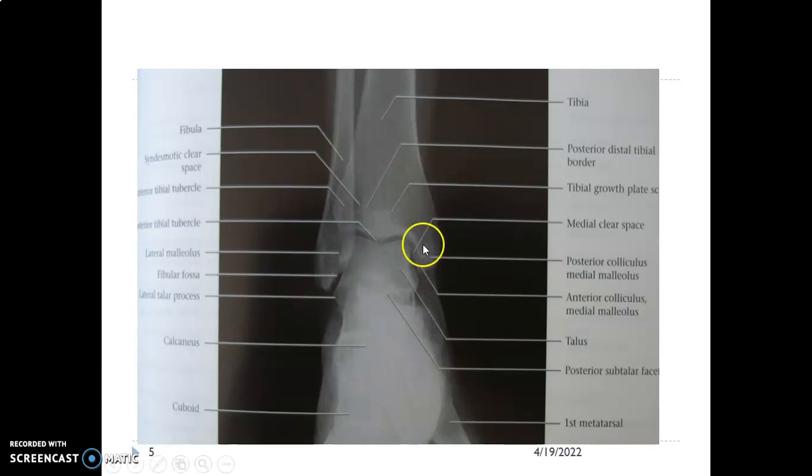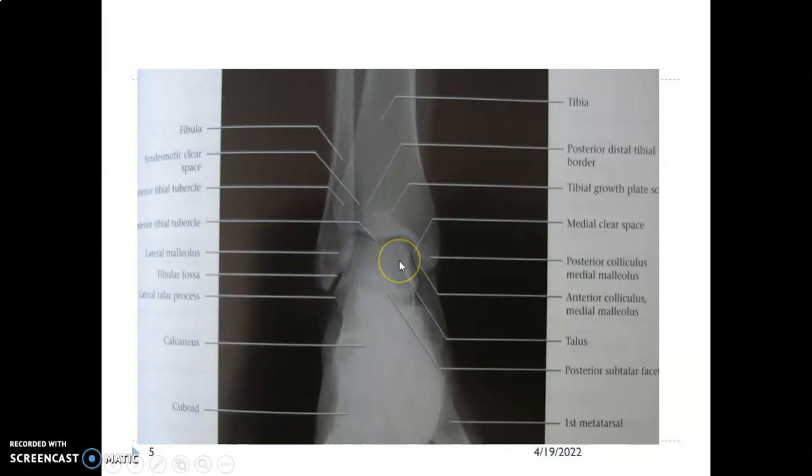So this is a radiograph showing the ankle joint. This is the lateral malleolus of the fibula. This is the medial malleolus of the tibia, and this is the inferior surface of the tibia. So this is your tenon and mortise joint. This is the talus.